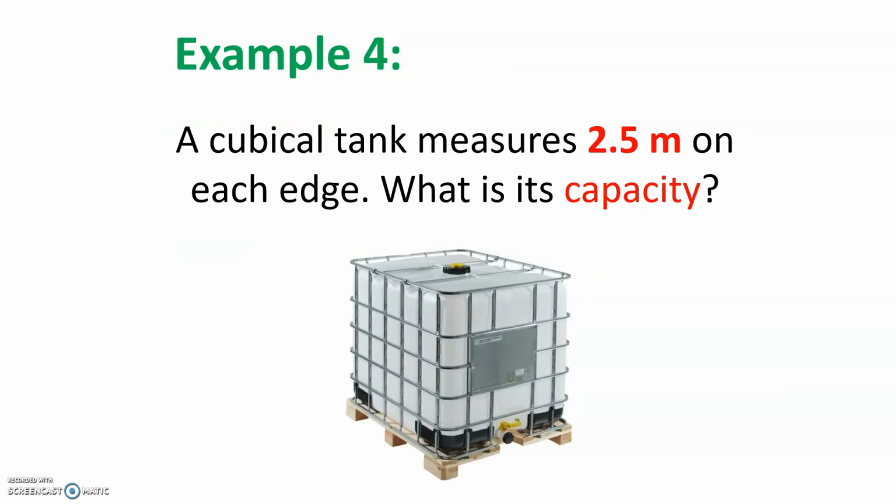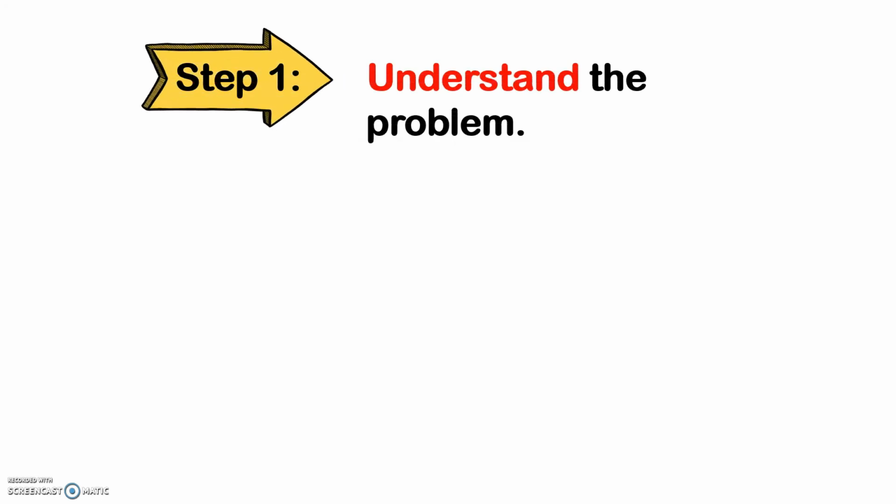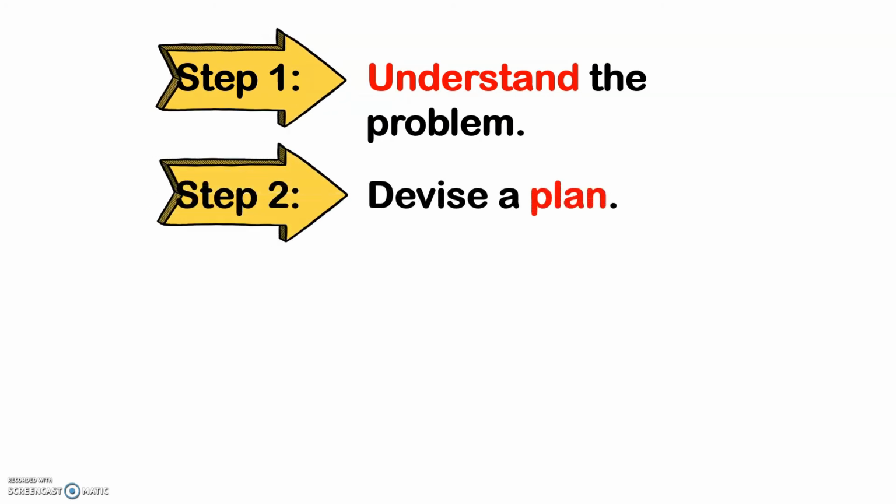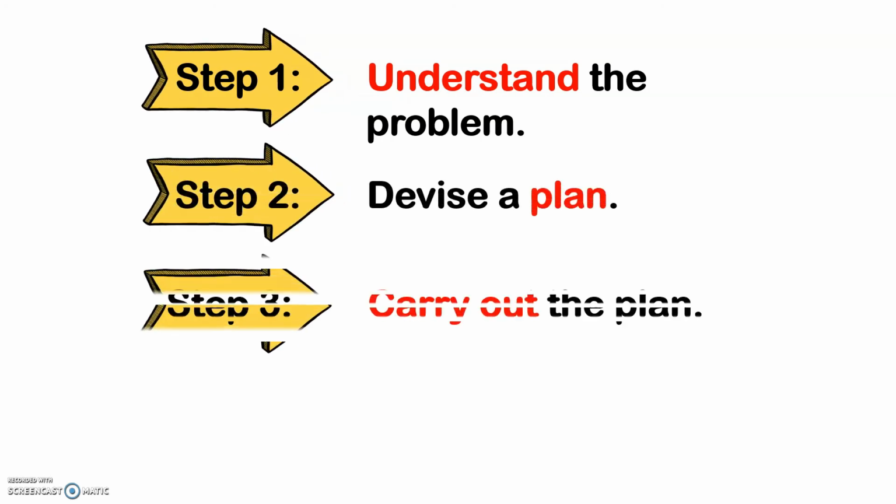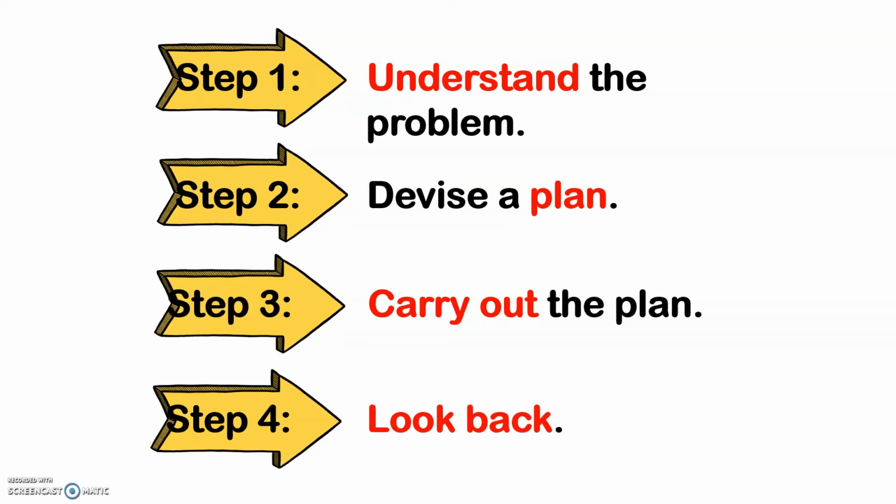A cubical tank measures 2.5 meters on each edge. What is its capacity? So again, for us to solve word problems, we need to follow these steps. First, we understand the problem. Then we devise a plan. We carry out our plan. And lastly, we look back or interpret our answer.